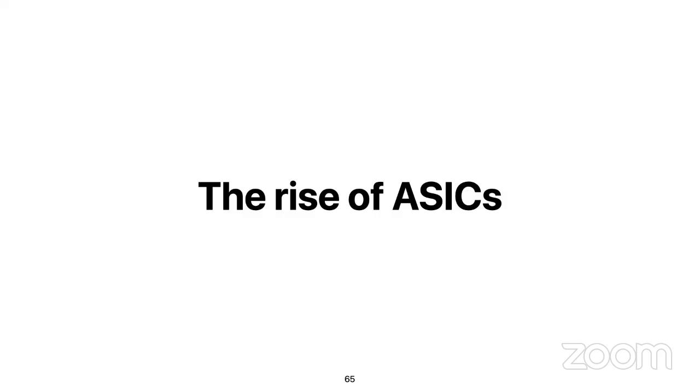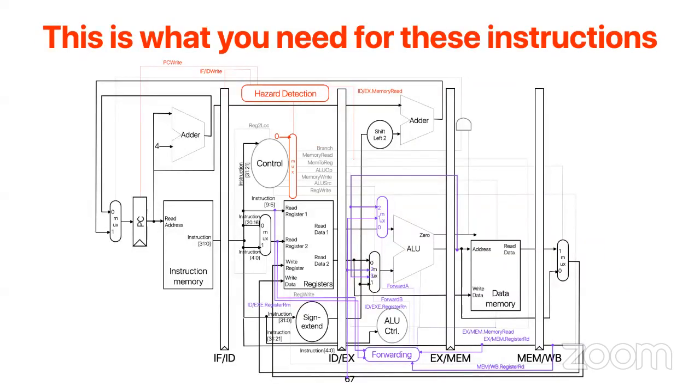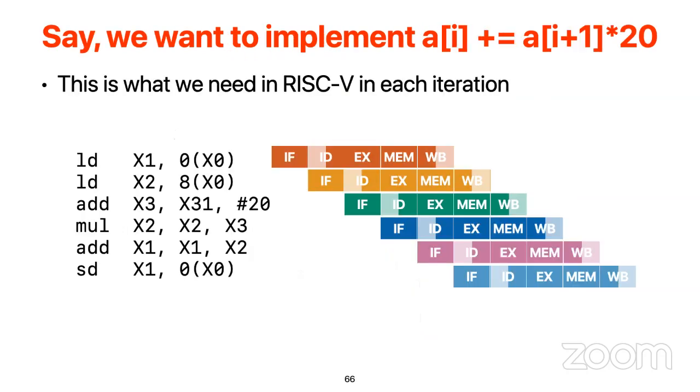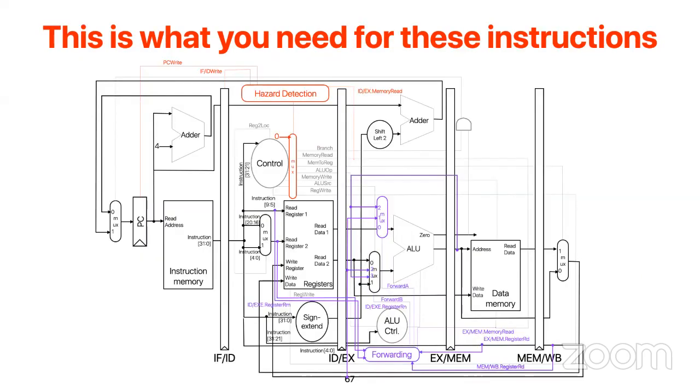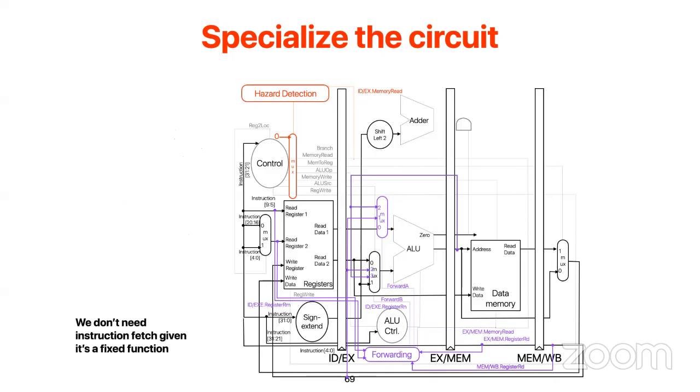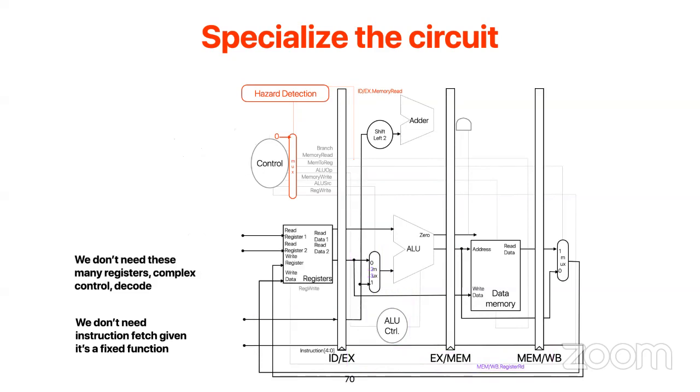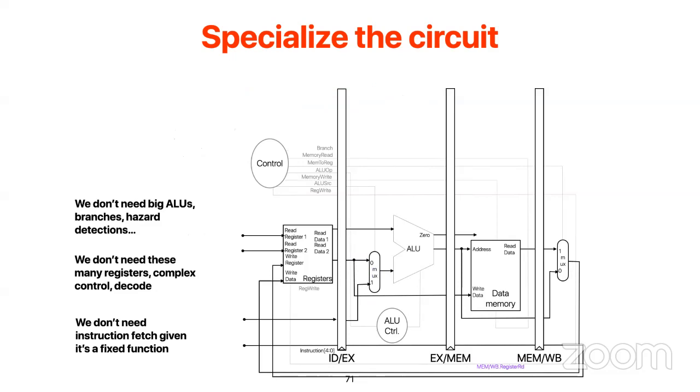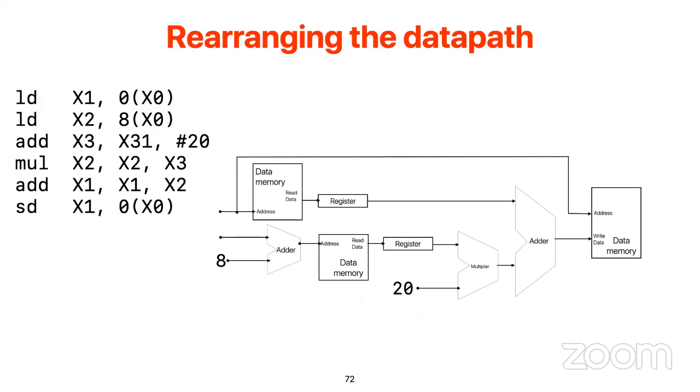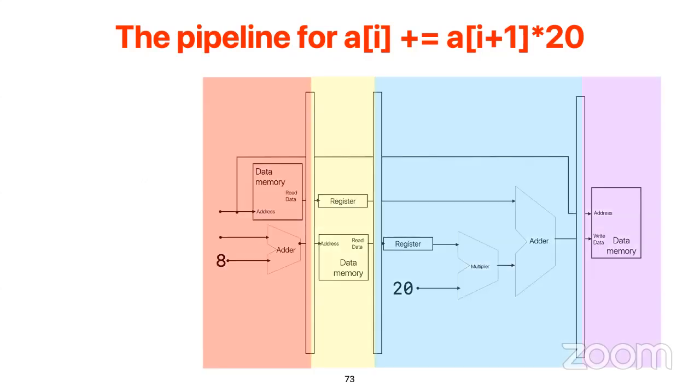The other thing is that we start to build application-specific ICs. Let's say if I want to build a general-purpose processor, then it takes this pipeline. However, if all I want to do is a[i] = a[i] + 1 times 20, I probably don't need an instruction fetch unit, because I know this is the instruction that I'm going to execute. I probably don't need that many registers because I only have a few values. And I don't need very complex ALUs for address calculation, because this is the only function that I want to perform. So your pipeline can have just these elements, and it could be very short, with very few circuits. And you can still pipeline it like this.